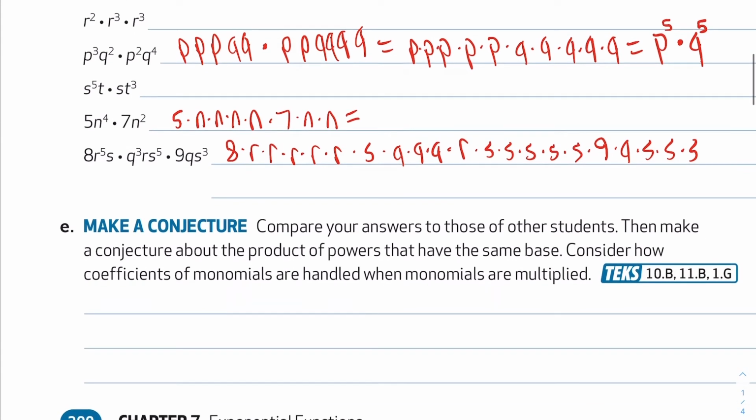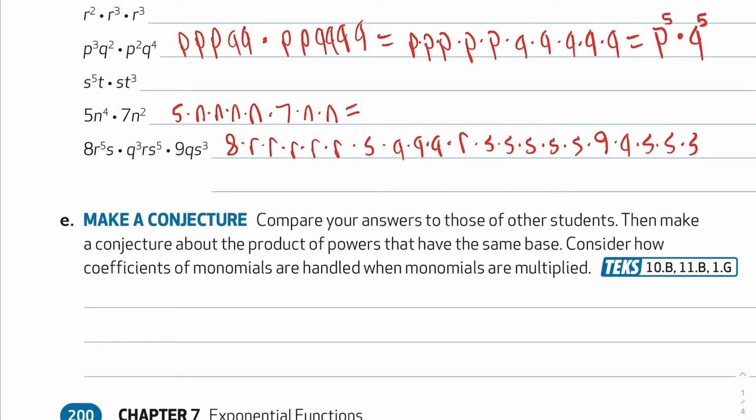Okay, so it looks like there's a lot to do, but really we're going to combine the numbers that match, the numbers that are alike. So the 8 and the 9 are the regular numbers. So the first thing you're going to do is multiply 8 times 9 to get 64. Nope, 72.